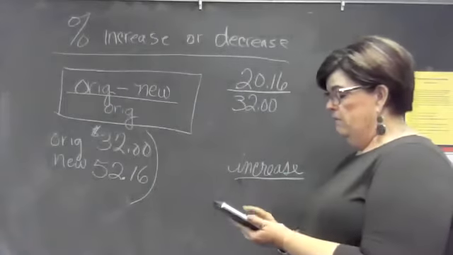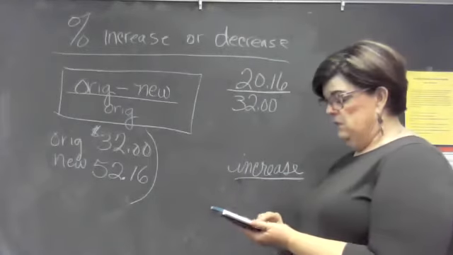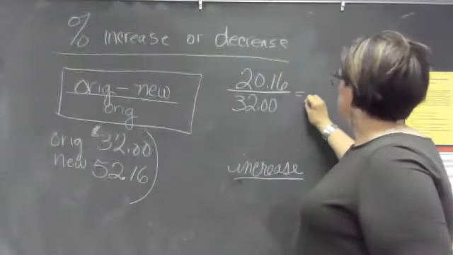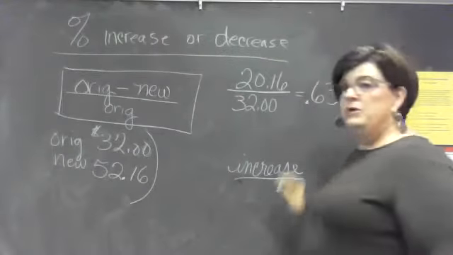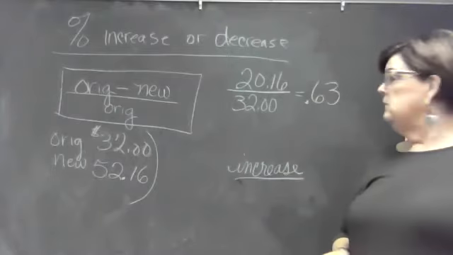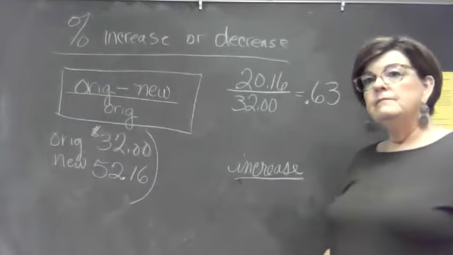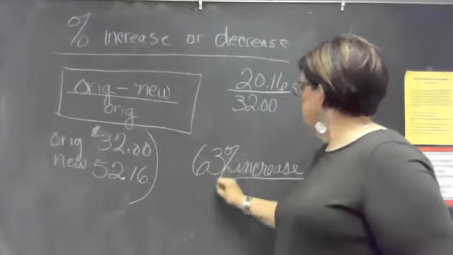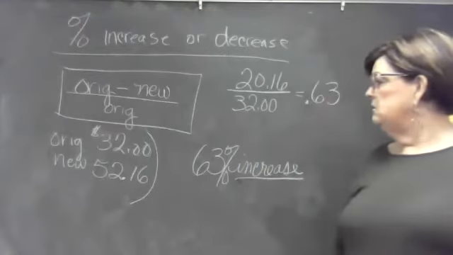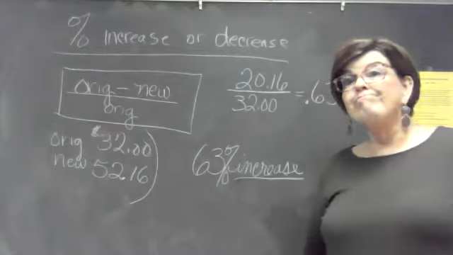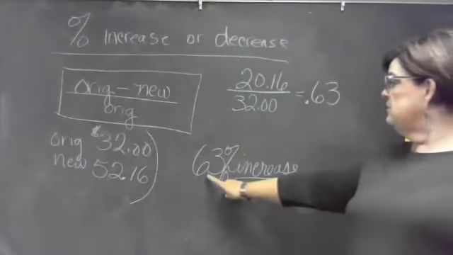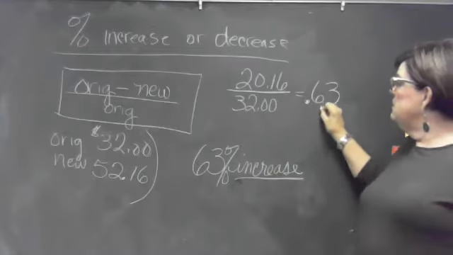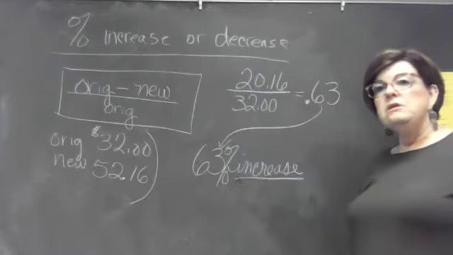So now we have 20.16 divided by 32. And it comes out 0.63. And so what percent is this? 63% increase in my pay. That'd be nice, especially if that's per hour. Wouldn't that be great? 63%, because this came out the decimal 0.63, but we need to change it to a percent.